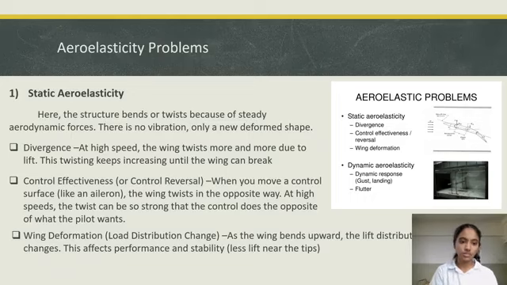Firstly, in static aeroelasticity, first is divergence. Divergence is basically the twist of the wing due to the lift. This twist keeps increasing until the wing can break. Control effectiveness is a measure of how effectively the control surfaces of an aircraft, like ailerons, rudder, and elevator, work. Wing deformation: as the wing bends upward, the lift distribution changes. This affects performance and stability. High bending can destroy the wing, or it can result in changes in the lift of the aircraft.